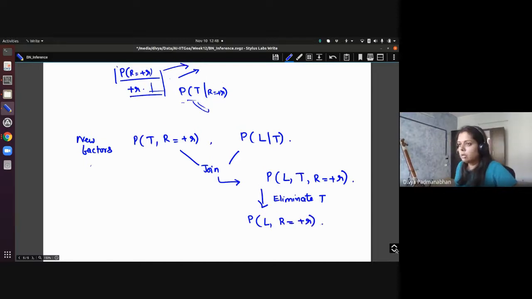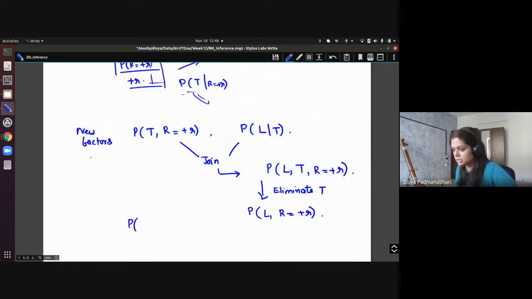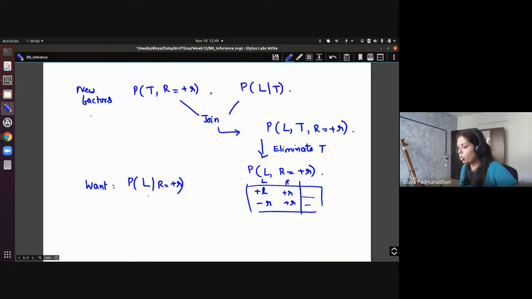Okay, so now what you wanted was L given R equal to plus R. So this is what we want: P of L given R equal to plus R. So how do you get it from this table? Remember this is like plus R, minus R, and the values of R are just plus R, and these are some entries here. So from this, if you want P of L given R equal to plus R, how would you get it?